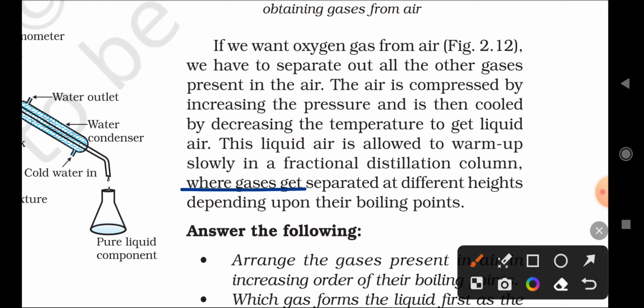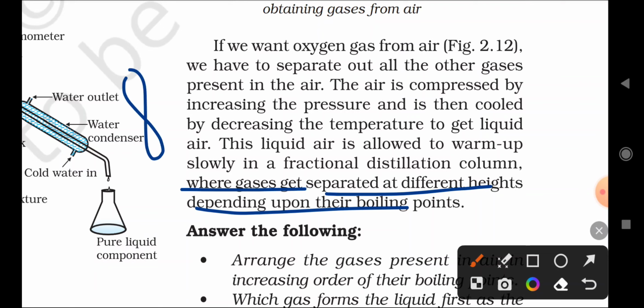Where gases get separated at different heights. After that, the gases are separated at different heights according to their boiling points. The gas with a lower boiling point is separated very easily, and as the boiling point increases, the gases are separated later from the air. So depending on their boiling point, they will be separated very easily.